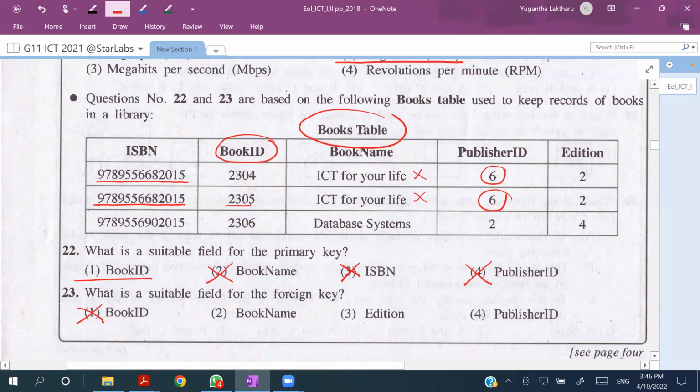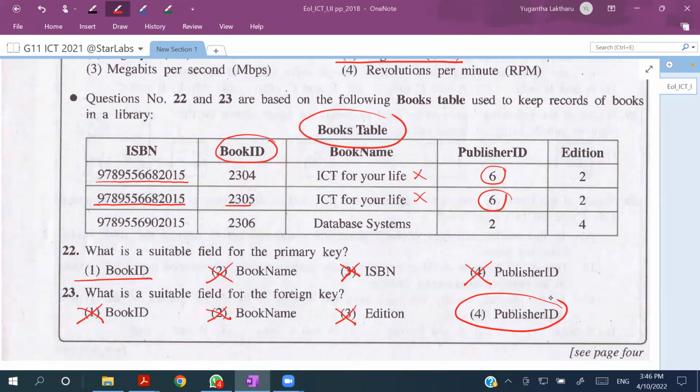And to become a foreign key, it should have the qualities of a primary key, and it must be a primary key. And we can say the book name is never going to be a primary key. Edition is never going to be a primary key. What is possible is publisher ID, right? But it's better they mention in the question that the publisher table has the primary key as publisher ID, right? So the fourth one could be the answer for this.